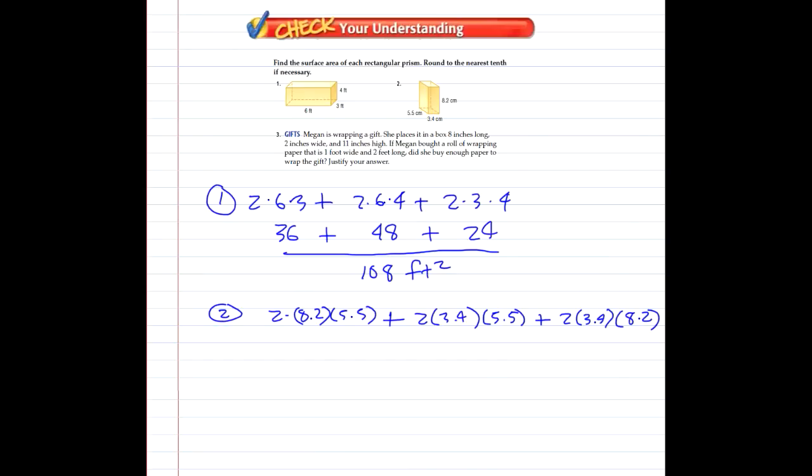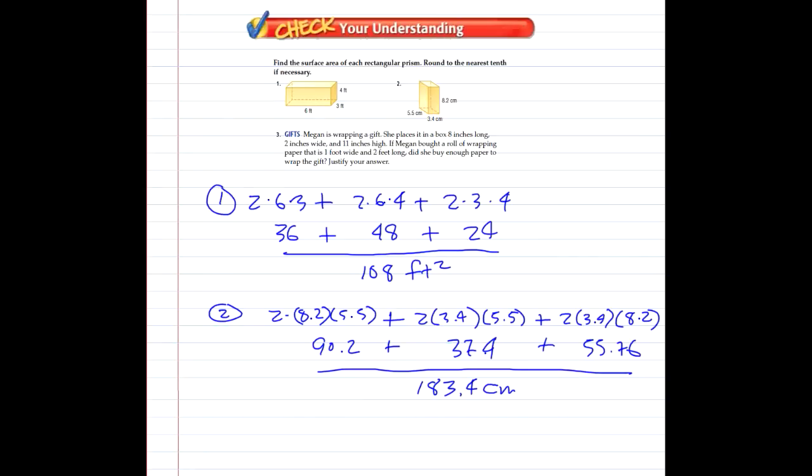which gives me 90.2 plus 37.4 plus 55.76. When I add them all up, rounding to the nearest tenth, I get 183.4 centimeters squared because it's surface area.